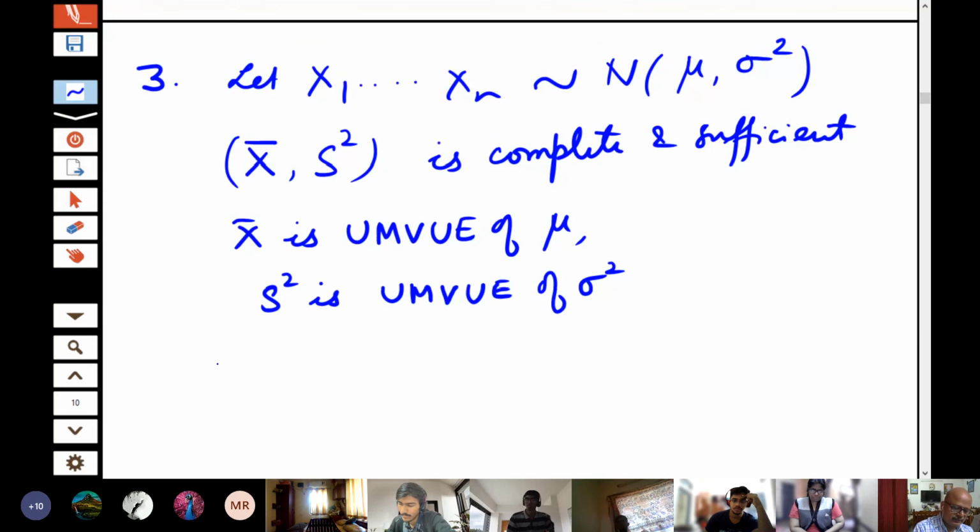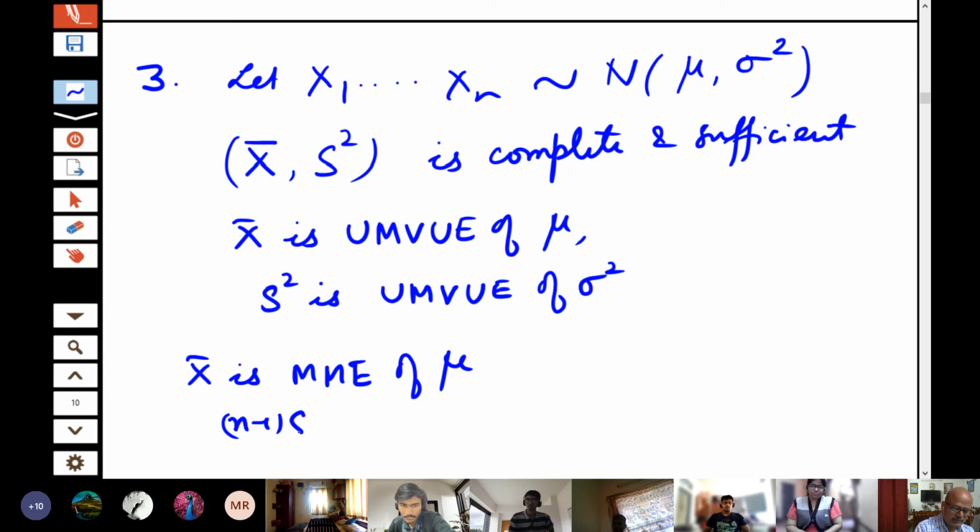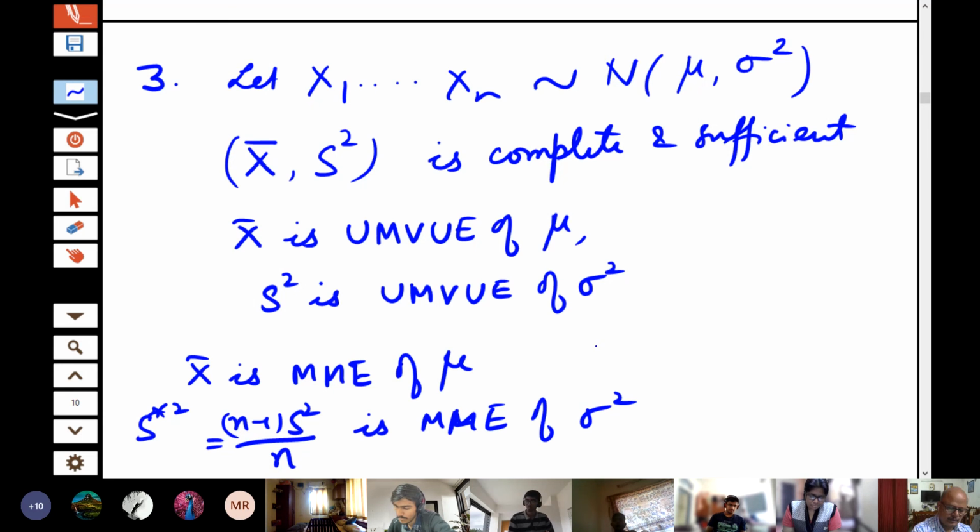We have also done that X bar is the method of moments estimator of mu, and if I consider (n minus 1) S square by n, which I give another notation, I can call it S star square, this is the MLE and MME of sigma square, and these are also MLE. Both are MLE.